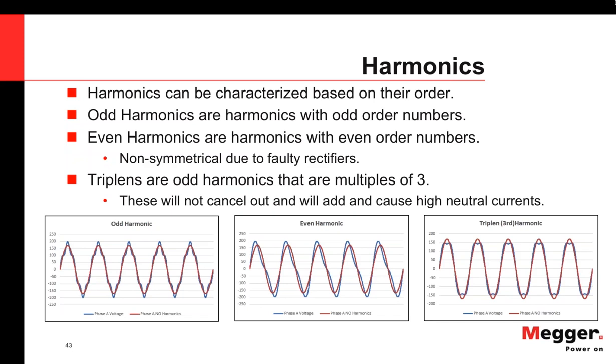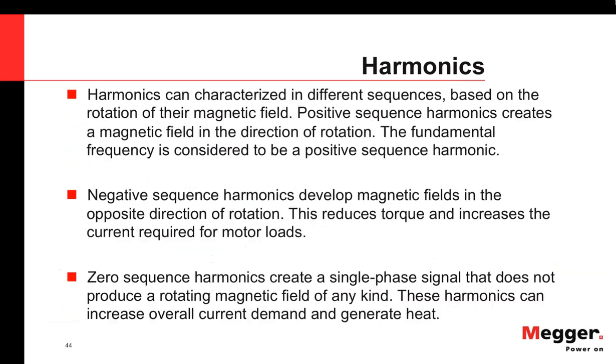Now, triplets, or odd harmonics that are multiples of 3. These type of harmonics do not cancel out with any other frequencies. They actually add together. So triplets will cause high currents on your neutrals. This is why in the past, neutrals used to be quite thin. Now, if you look, neutrals can be even larger than the primary leads.